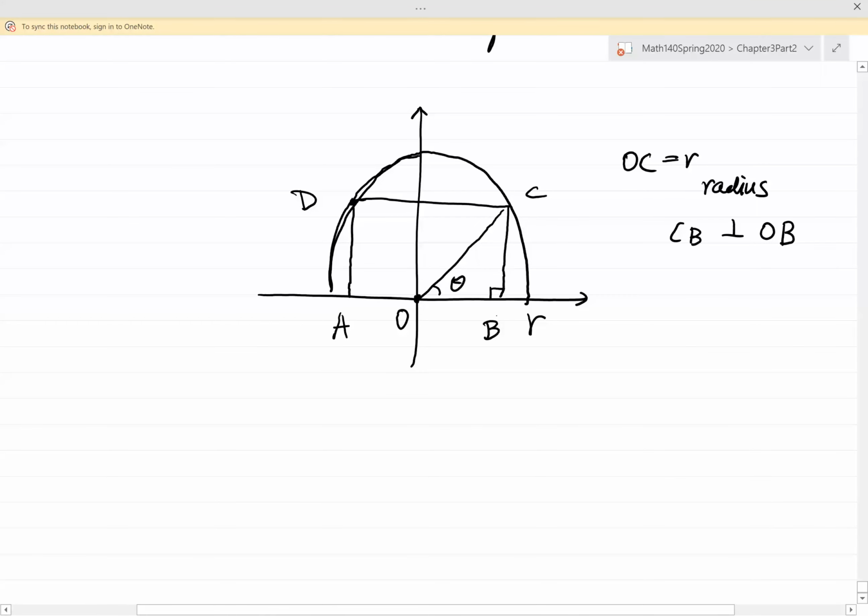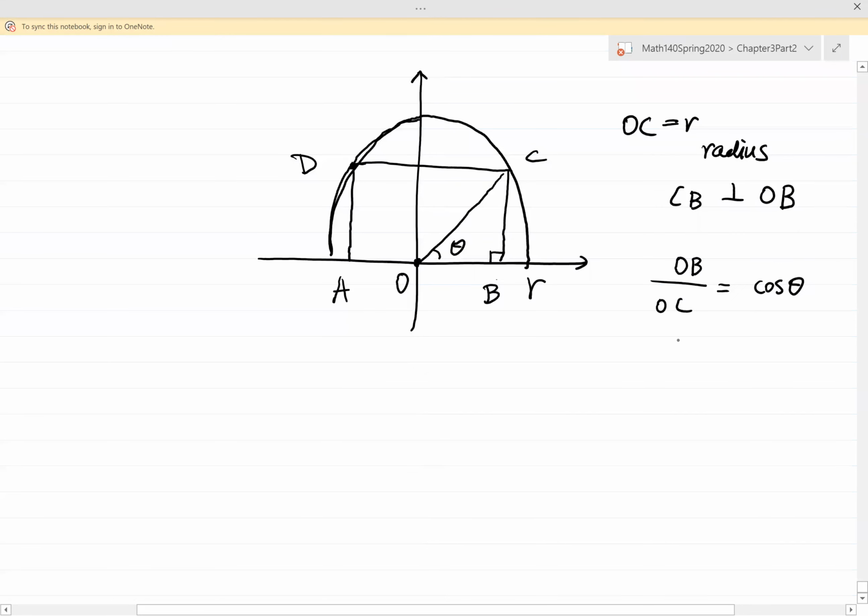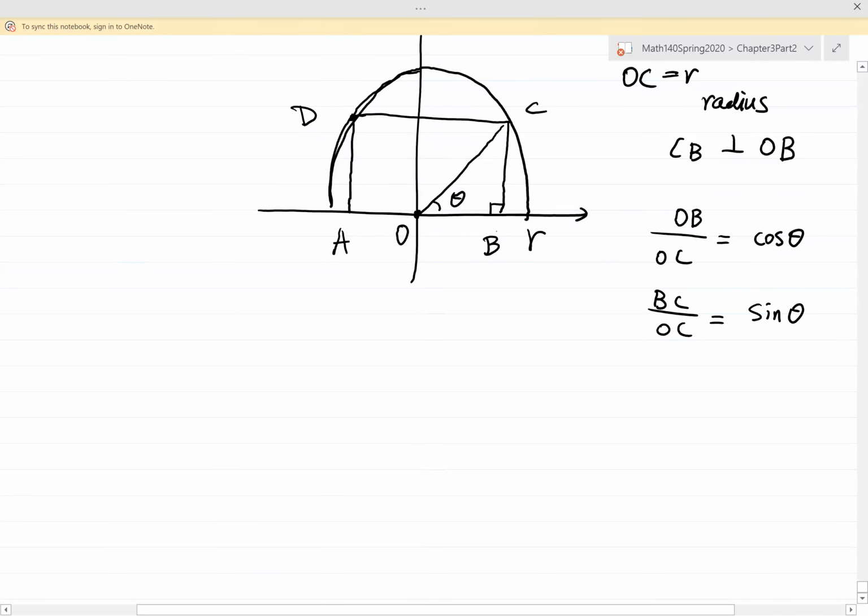In the right triangle, we can use trigonometry. OB over OC is cosine theta, adjacent over hypotenuse. BC over OC is sine theta, opposite over hypotenuse. So OB is OC times cosine theta, and OC is the radius r, so we substitute OC by r. So OB is r cosine theta.